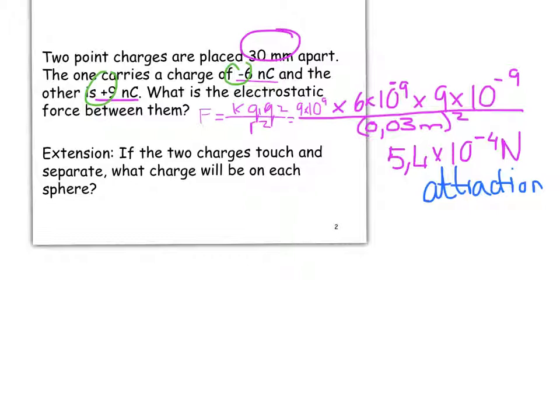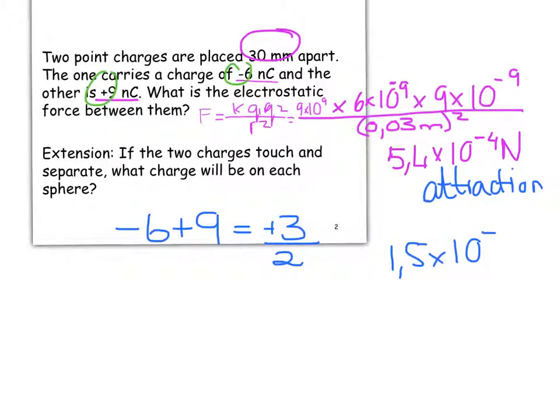What would happen if the two charges touched each other and separated? What charge would be on each sphere? The way I do that is I say charges always like to even out their charges. So if they were to touch each other, it would be -6 plus 9, which would equal +3. That's the overall charge, because they would do that, and then it would divide between the two charges. So you would land up with 1,5 times 10 to the -9 coulombs each.